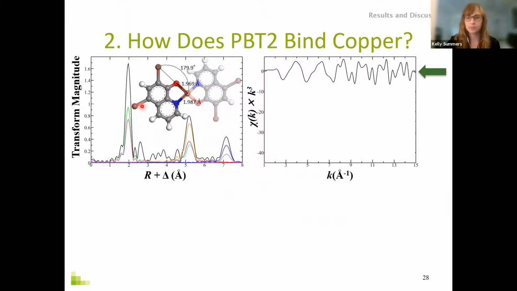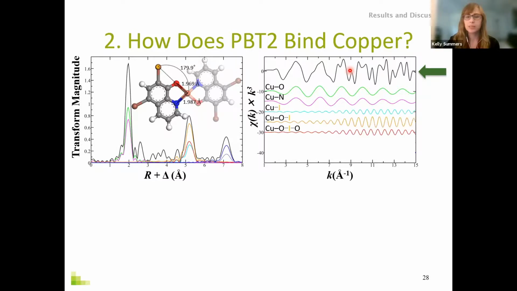You can see in our simulated data, we have replicated this structure at higher K. You can see this is the path that corresponds to the copper oxygen and the copper nitrogen. You see that they're in phase. And then you can see these multiple scattering paths out to this iodine through the oxygen, and the significant contribution that they have at this higher K.